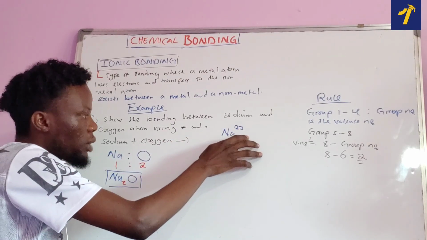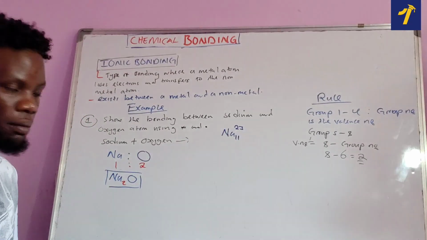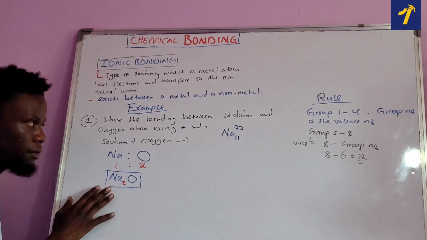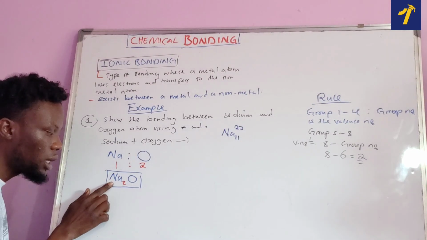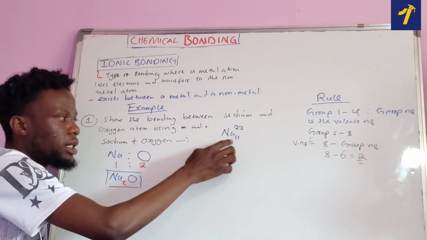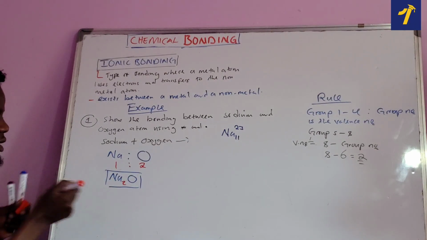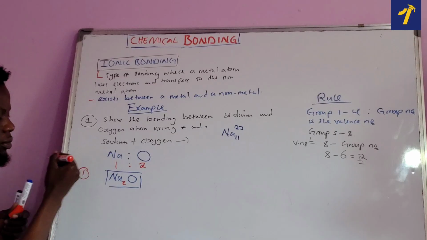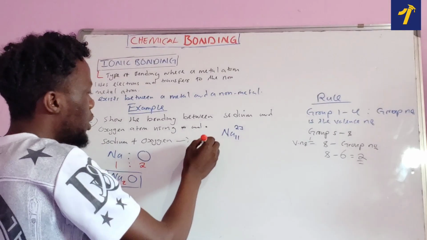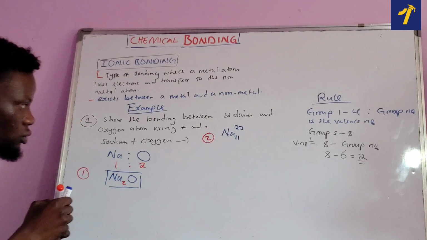So always we use this one, the atomic number. Now after forming this, what is the second step? The second step is to get the element that you have there, then you look at the atomic number. So here we're saying this is the first step, forming the chemical formula. The second step is now doing this. This is the second step that you need to do.